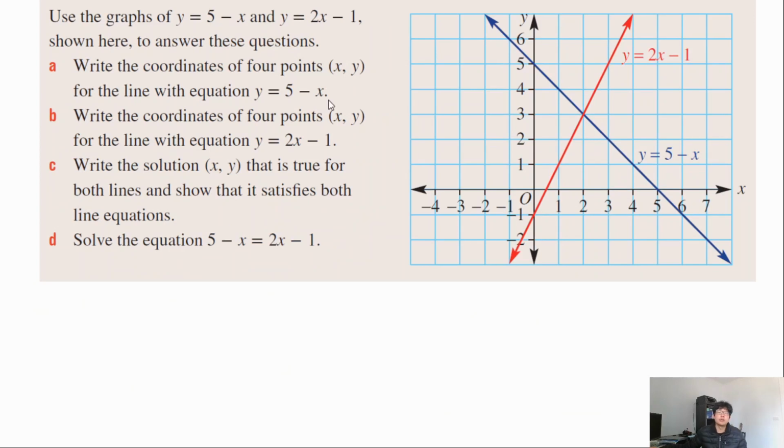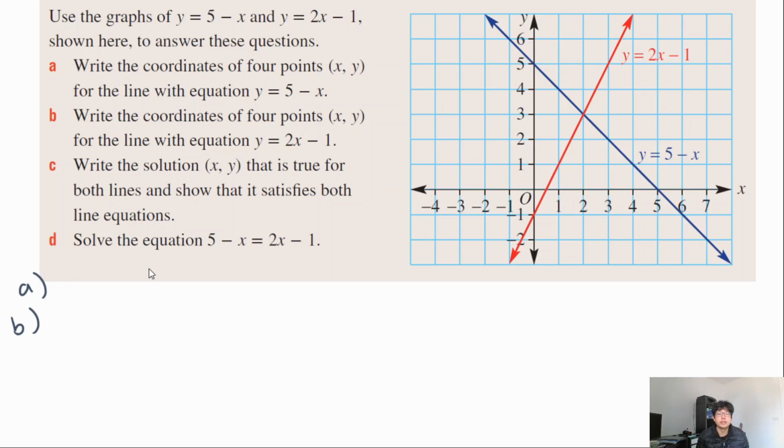Alright, now it's your turn. Just pause the video here. Have a go at these questions by yourself and just unpause the video when you're ready to go through them with me. First question, write the coordinates of 4 points of the equation y equals 5 minus x. So any 4 points along this blue line is fine, and same with question B. Any 4 points that are on this red line is fine.